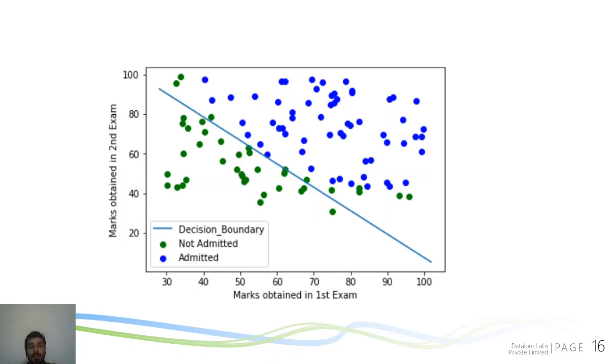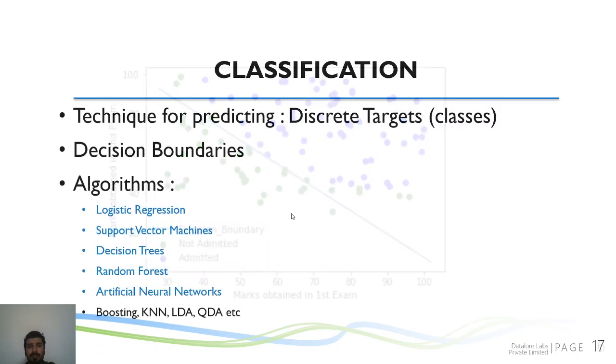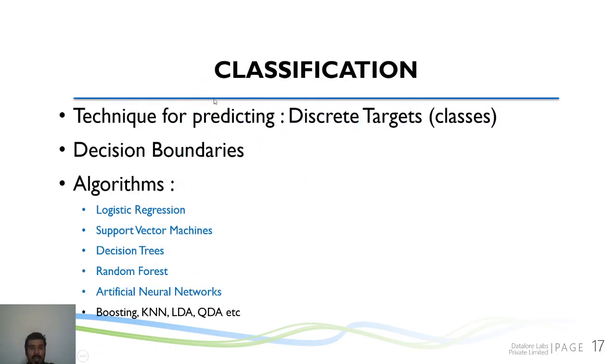So if you see, we are trying to predict if the student is admitted or not, right? It can't take any number of values. It can take only two values, which is admitted or not admitted, right? In contrast to the other example that we saw, in this case we can take only a predefined number of outputs. Okay, so in such a case what we do is we use an algorithm called classification. It's actually a technique for predicting discrete targets. Regression is for continuous targets, classification is for discrete targets.